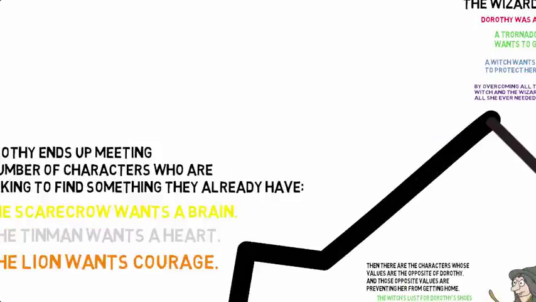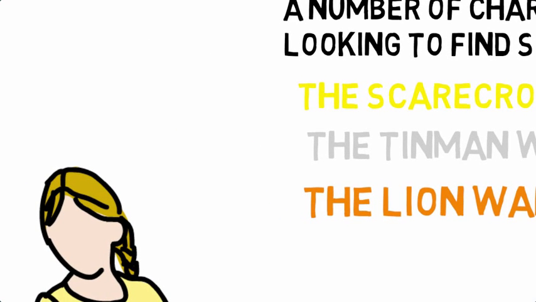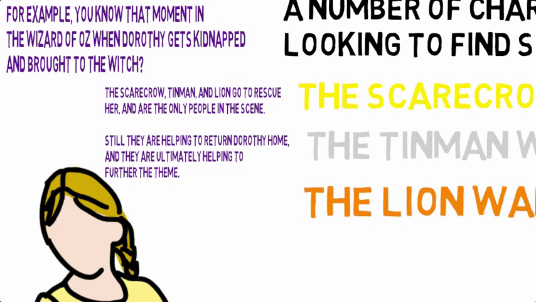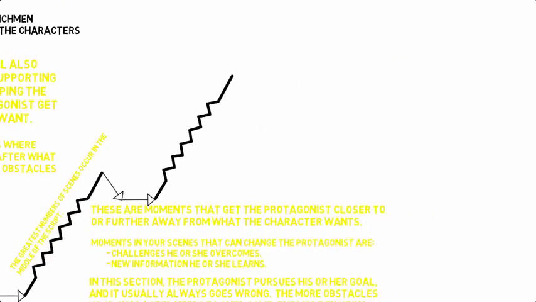Okay, so let's go back to The Wizard of Oz for a second. Do you remember that moment in The Wizard of Oz when Dorothy gets kidnapped and brought to the witch? You see, the Scarecrow, Tin Man, and Lion are the only people who go to rescue her, and they're the only people in the scene. Still, they are helping to return Dorothy home. And so, see, they're ultimately helping to further the theme. They're not doing something completely random and different.